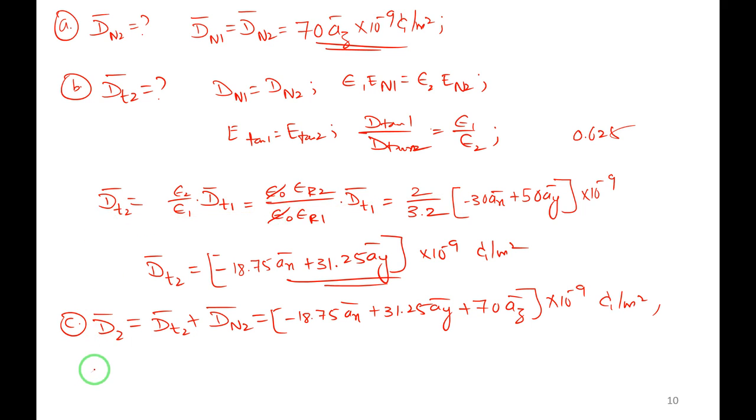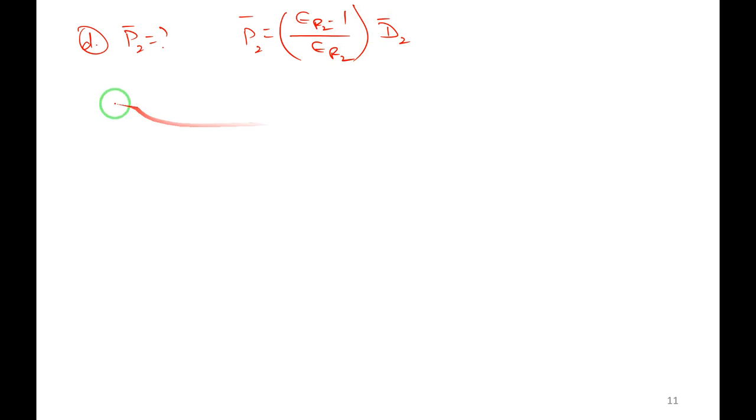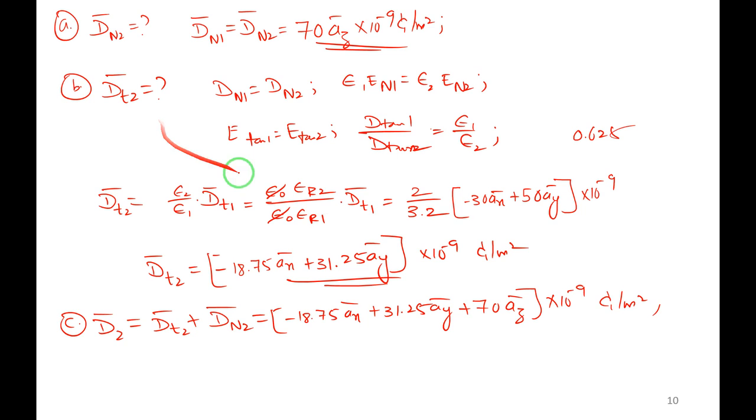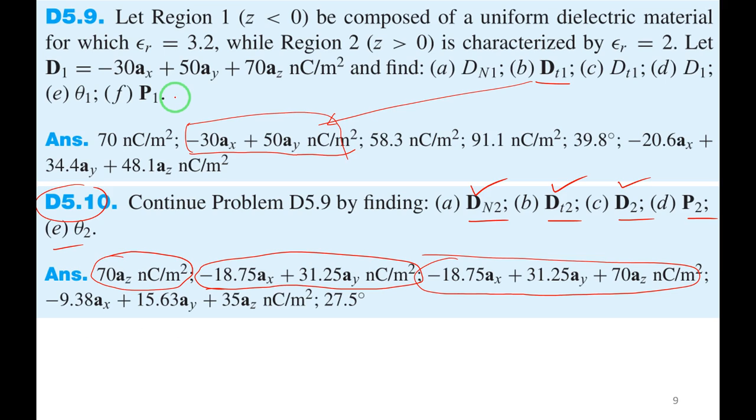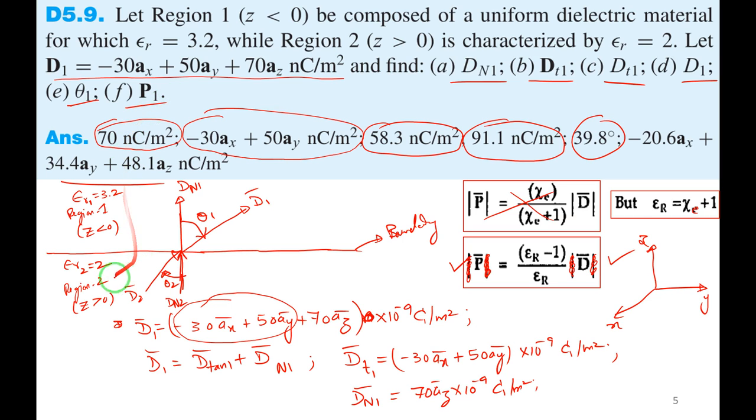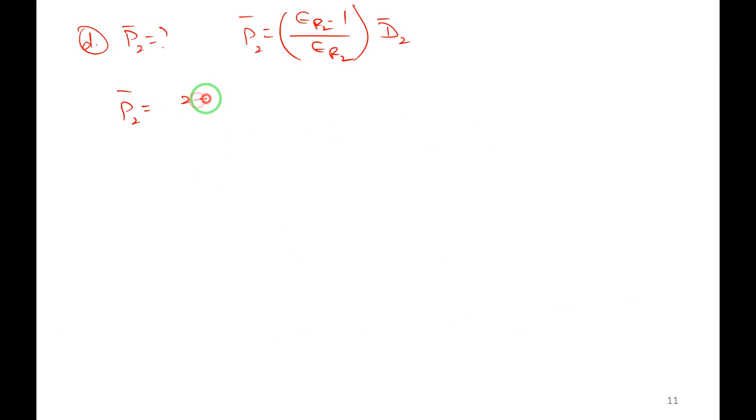Next, P2 they have asked. So part D, P2. We know the formula: P2 vector is equal to (epsilon r minus 1) divided by epsilon r into D2, so epsilon r2. Is it fine? Okay. We'll calculate P2 vector. Vector only they asked, right? So what is epsilon r2? Epsilon r2 is 2.